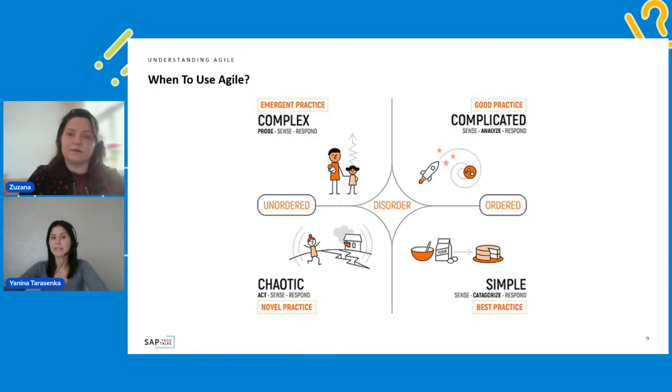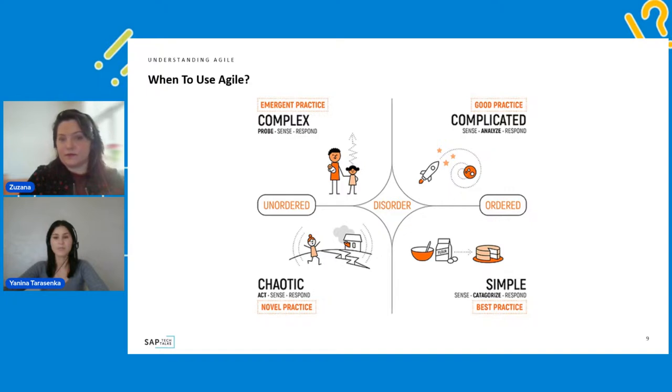And the last domain is the chaotic one. Here we lack any connection between cause and effect, and this domain necessitates immediate action and subsequent adjustment. A good example may be a volcano eruption, an earthquake, or COVID-19. In such situations, we never know what will happen on the next step, but we also understand that we need to take some actions and after that adjust accordingly.